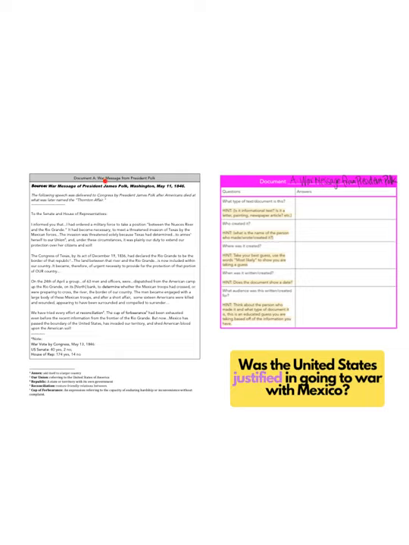Document A, War Message from President Polk. Source, War Message of President James Polk, Washington, May 11th, 1846. The following speech was delivered to Congress by President James Polk after Americans died at what was later named the Thornton Affair. You should already be thinking about the who, what, where, when questions, and so let's go to the sourcing table.